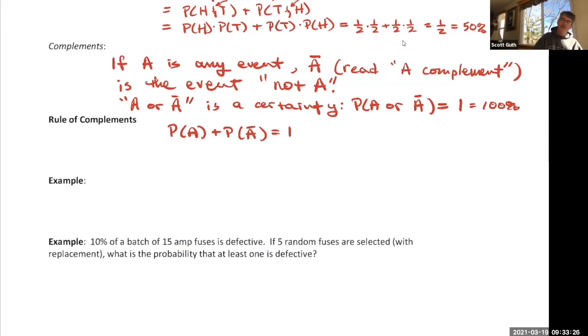But this is totally common sense, you guys. You do it all the time. So if I say there's a 30% chance of rain today, what's the chance it doesn't rain? 70%. Yeah, 70%. That's the rule of complements. They have to add up to 1, which is 100%.